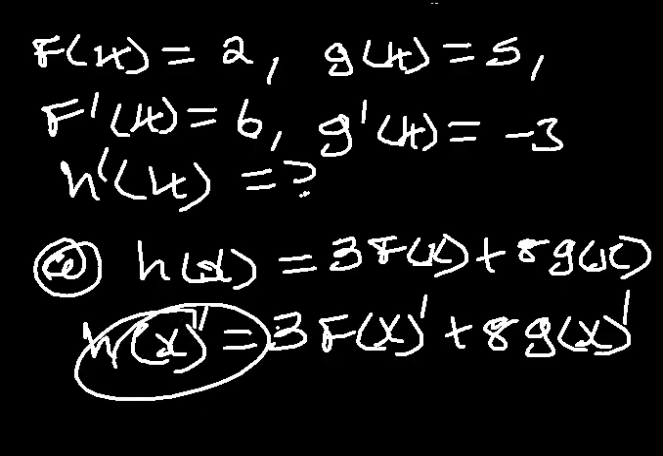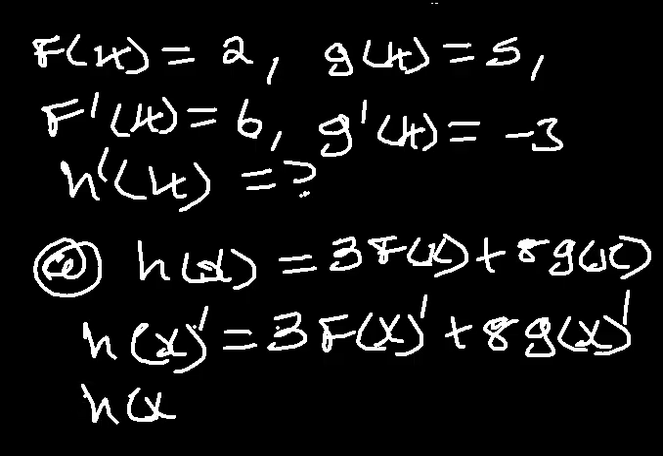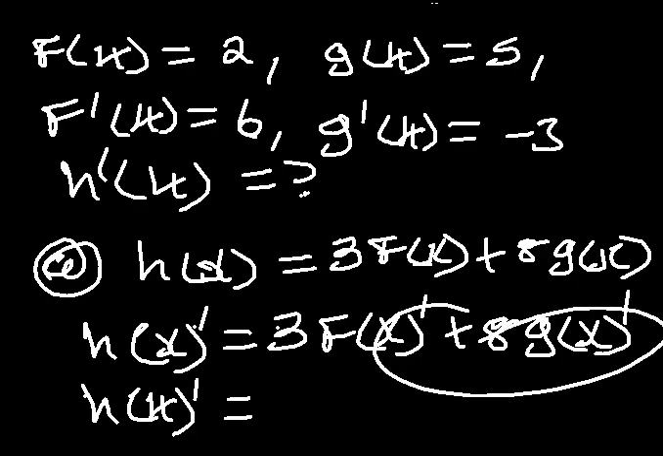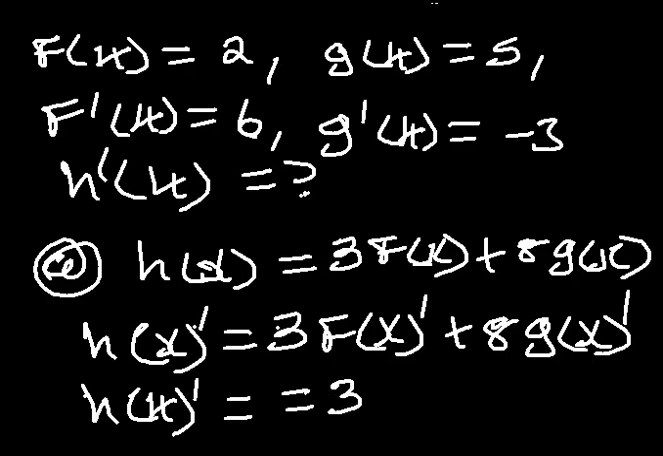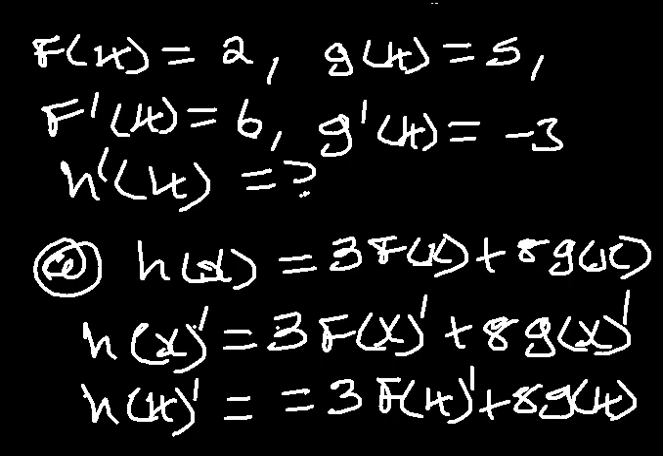Then this is the derivative of the function h of x. We are looking for h of 4 prime. What is h of 4 prime? It means that wherever there is x in the function, we're going to put 4. So in this case, we have 3 times f of 4 prime plus 8 times g of 4 prime. That will be that.